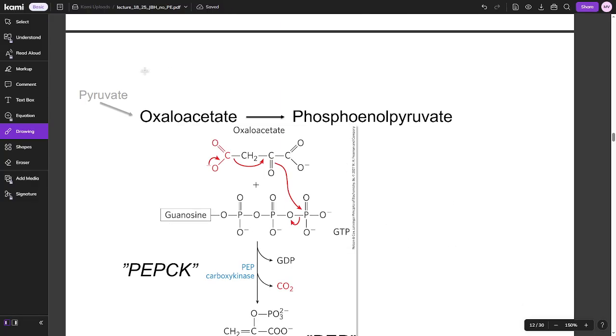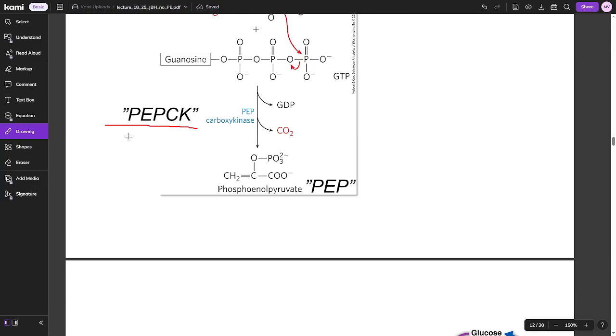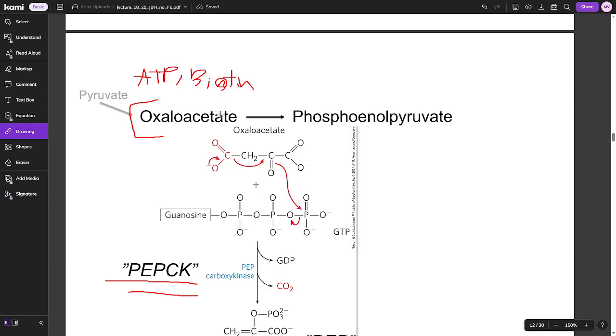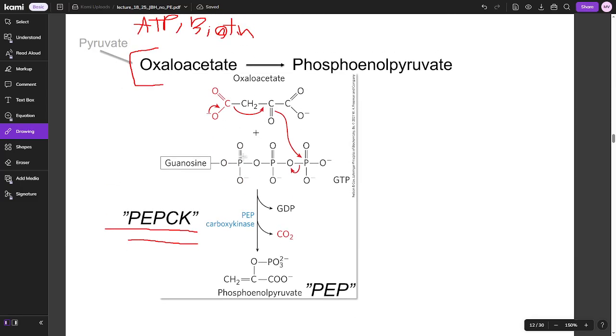The second step is PEP carboxykinase. So once we have formed this oxaloacetate from pyruvate carboxylase, using ATP and biotin as a cofactor, we can then think about what we're doing from here. After that, what are we doing? Well, from here, we have to go from oxaloacetate to phosphoenolpyruvate.